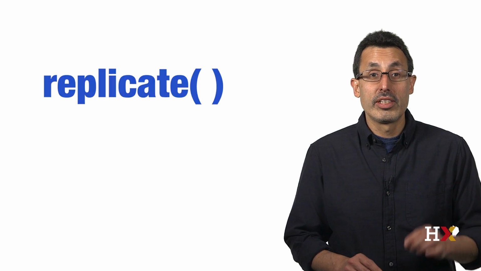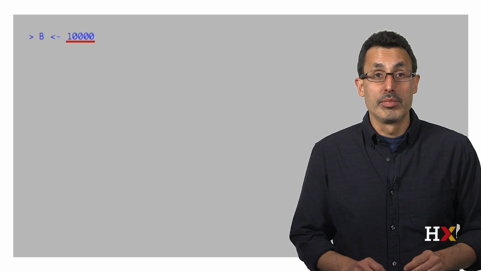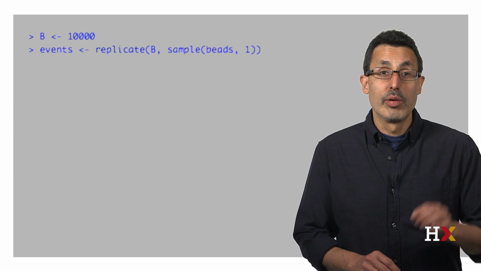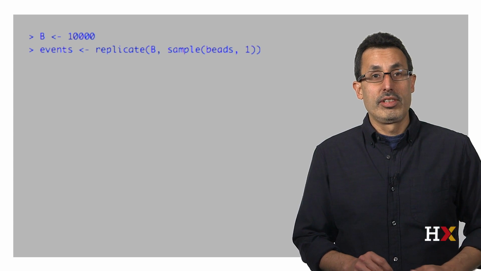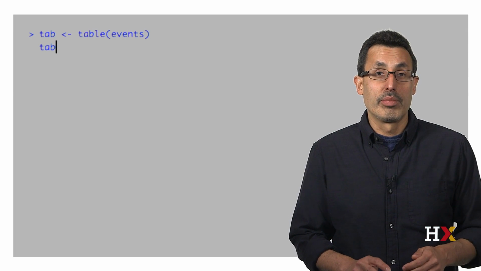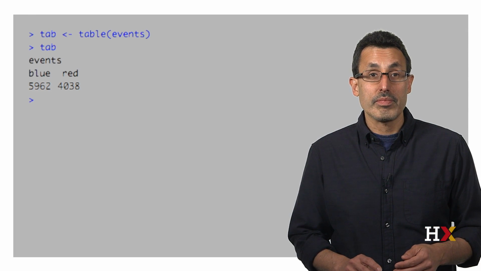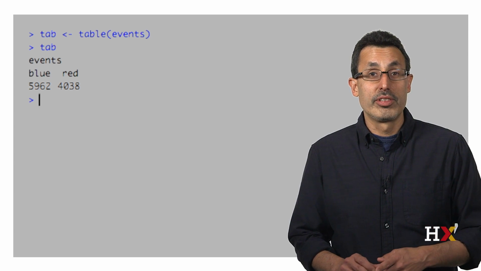To perform our first Monte Carlo simulation, we'll use the replicate function. This permits us to repeat the same task any number of times we want. Here, we repeat the random event 10,000 times. We set B to be 10,000, then we use the replicate function to sample from the beads 10,000 times. We can now see if in fact our definition is in agreement with this Monte Carlo simulation approximation. We can use table, for example, to see the distribution. And then we can use prop.table to give us the proportions.